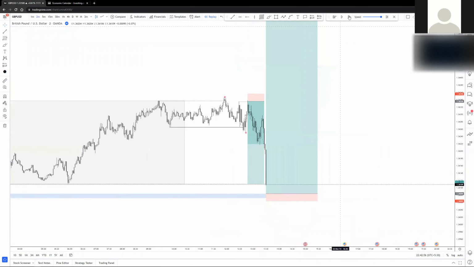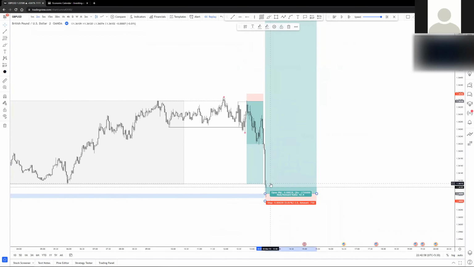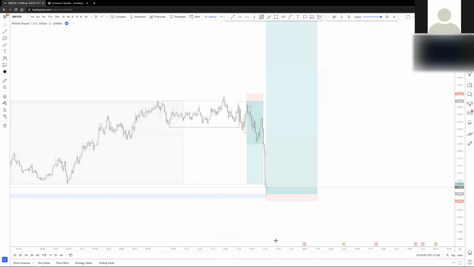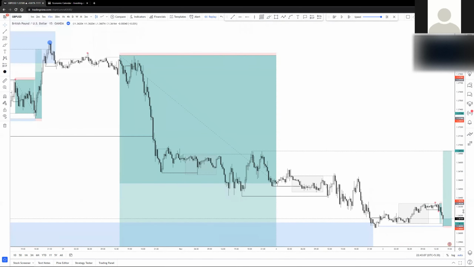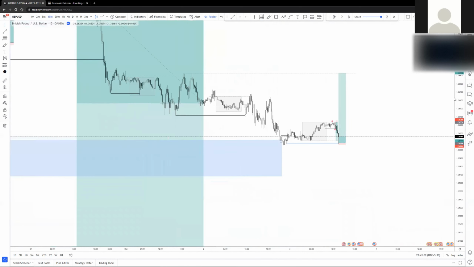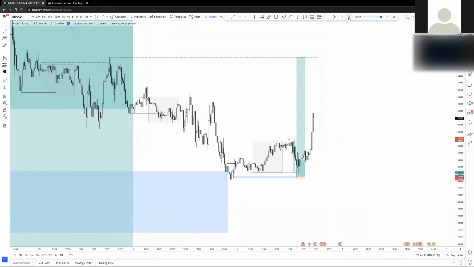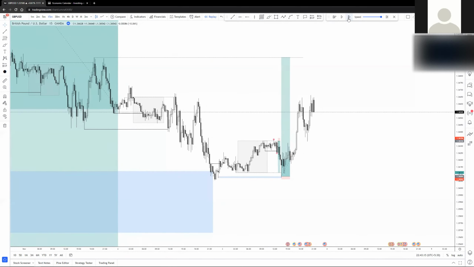And look how perfect time and price is. 2 minutes after London opened, here we have the tap into the point of interest, the fake move, the Judas swing, the false run in the opposite direction, inducing traders to go short, and then comes the move. Now it's starting to go up.